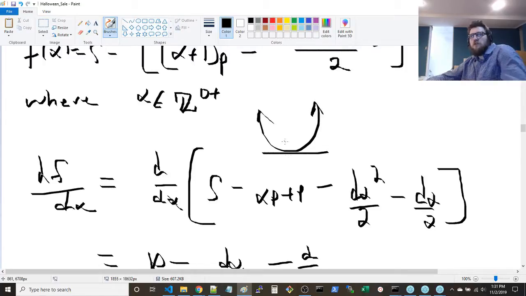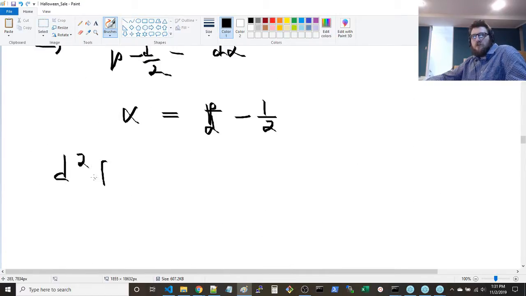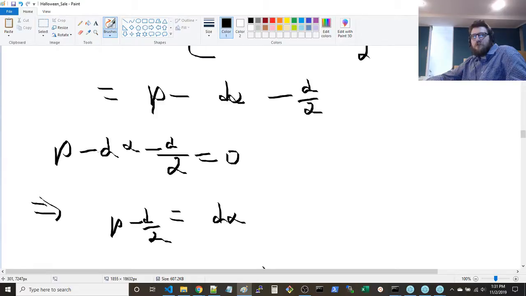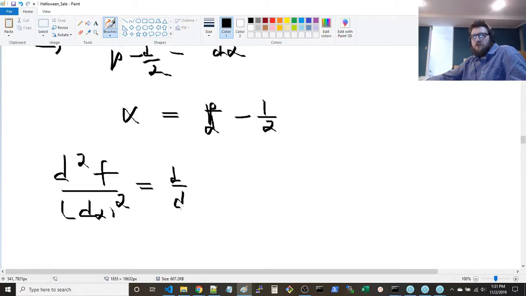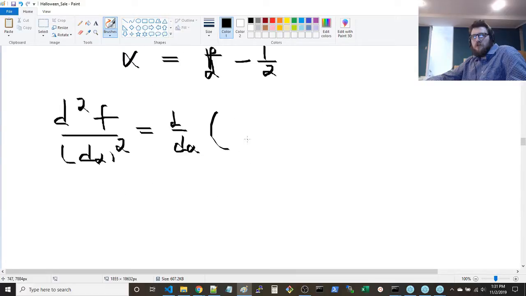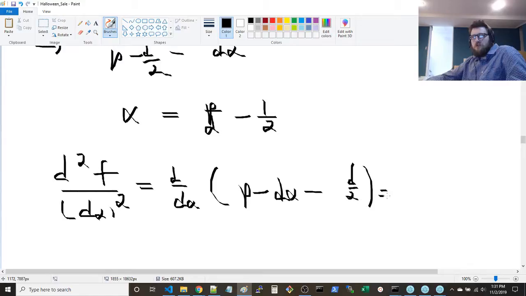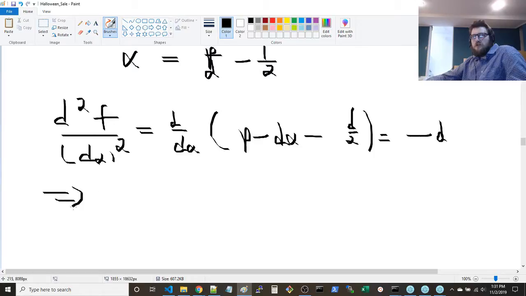So the way we could prove that, by the way, is we can take d squared f d alpha squared, take the next derivative of this, which is d alpha of p minus d alpha minus d over 2, which is going to give us negative d, which implies that d squared f d alpha squared is less than 0 at all points.